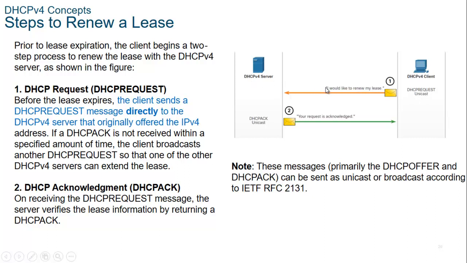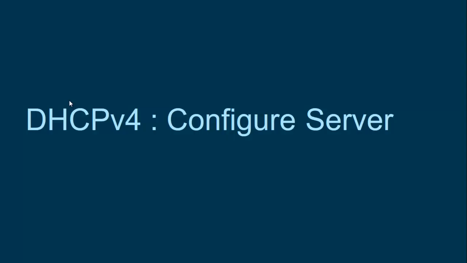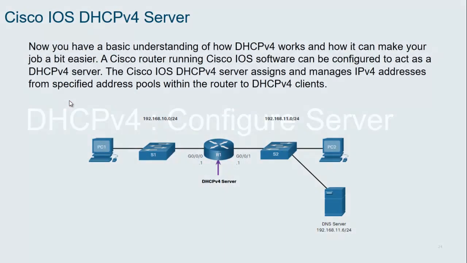So he says, I would like to renew my lease. And then the server says, okay, and sends an acknowledgement. In that way, the client can keep his address. That was a basic concept of DHCPv4. Let's look at how we can configure the server for DHCPv4.